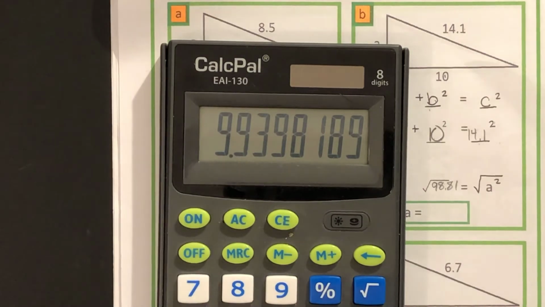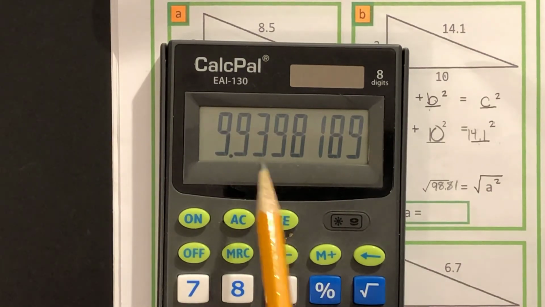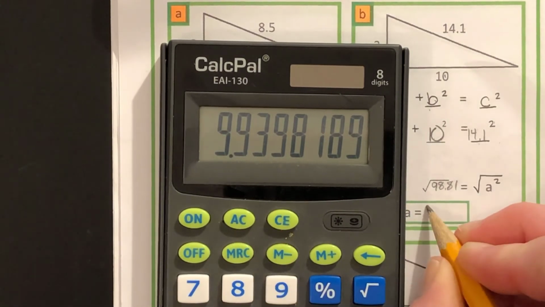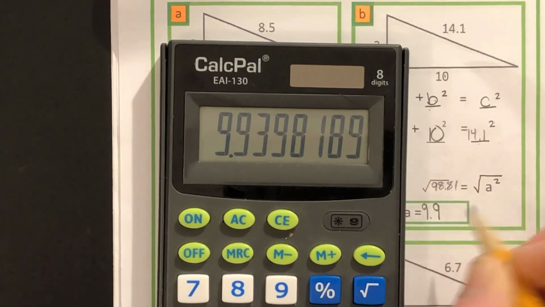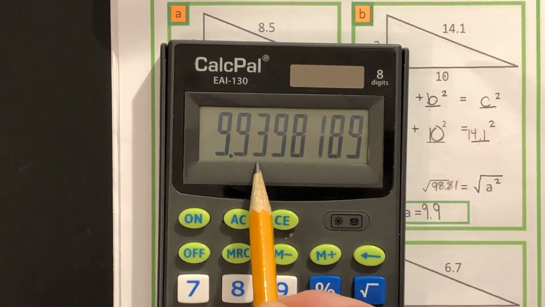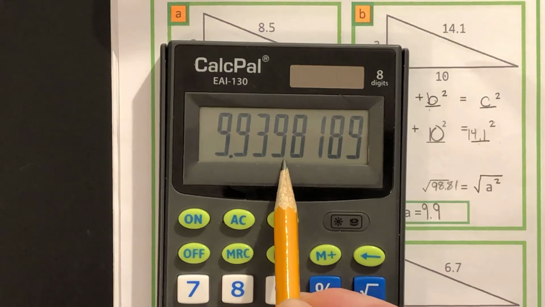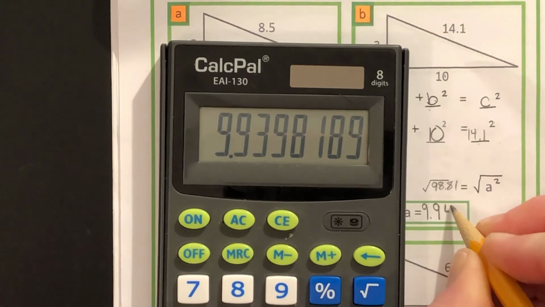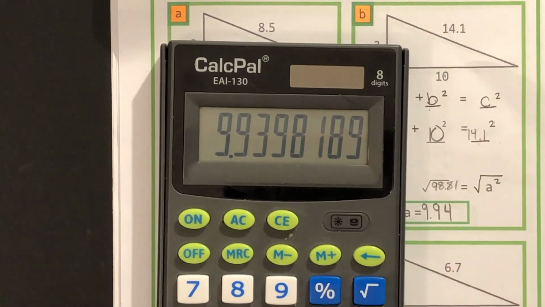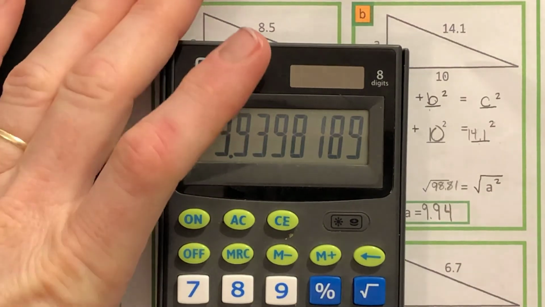See? Oh, 9.9. And so let me write this down. 9.9. Before I do the hundredths digit, let me see. The 3 will round up because that's the 9, so it's 9.94. It's kind of neat to estimate, kind of predict what you think it's going to be just based upon how close it is to other numbers.